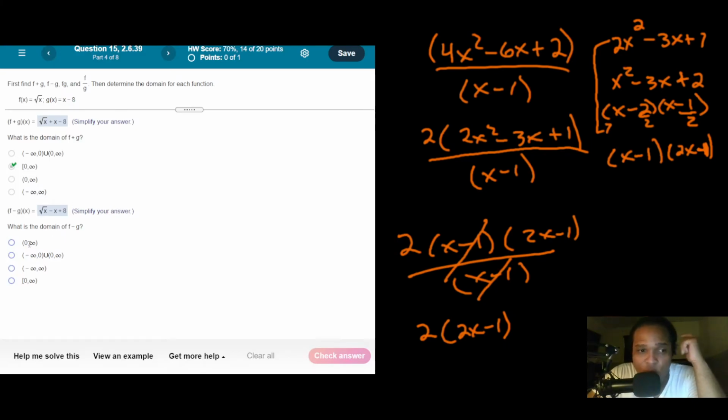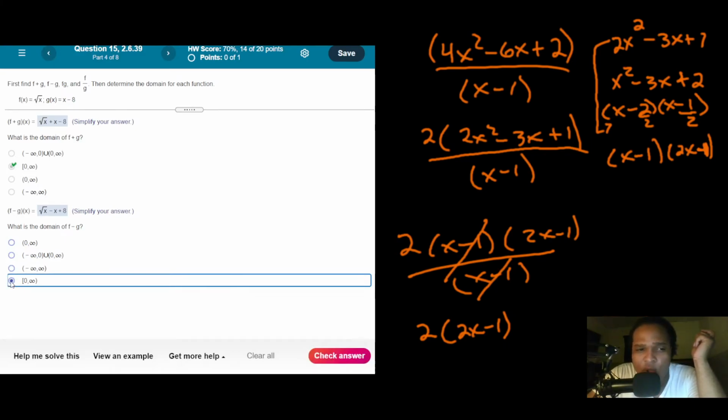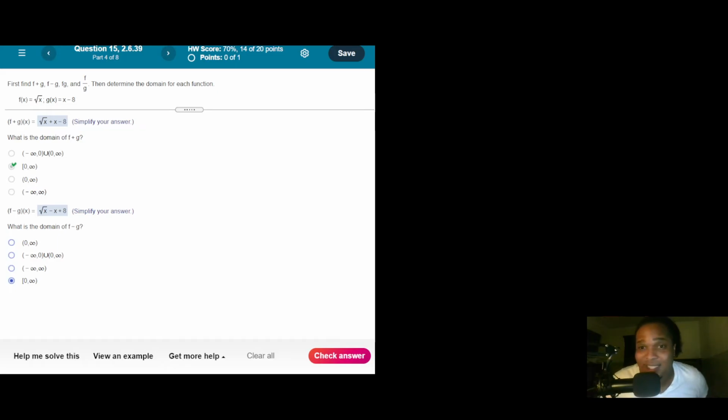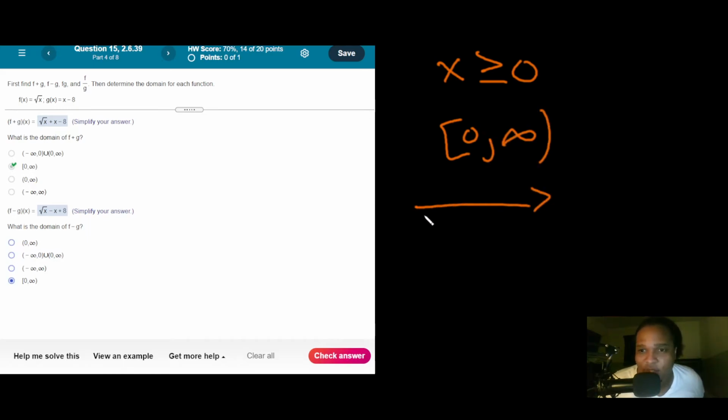What is the domain? Once again, x has to be greater than or equal to 0. We focus only on the square root portion. And just to give you a little refresher, I'll write something down for you guys. You just take whatever's inside the radical and set it greater than or equal to 0. And that's it. X has to be greater than or equal to 0. Oh, and don't forget the graph. You're at 0. Greater than or equal to 0 will be in that direction. Okay, so yeah, that's it.